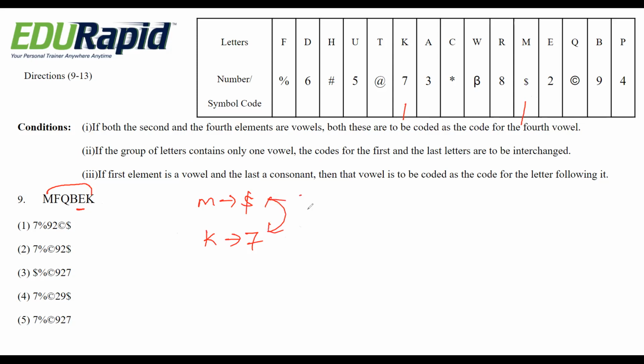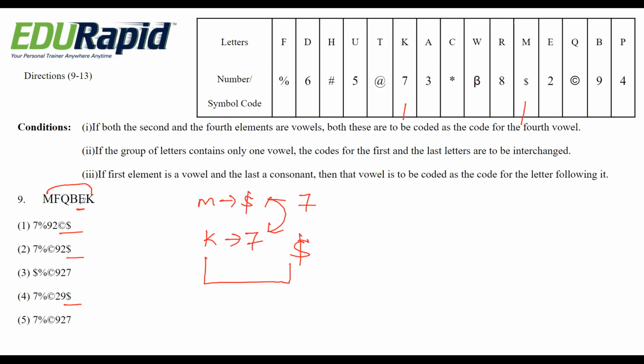Both these are interchanged, 7 and dollar. In the exam, you need not write anything on pen and paper. Just by seeing the question on the screen, you have to analyze. For your sake of understanding, I am writing this. So K is coded as dollar. So options 1, 2 and 4 are selected. 3 and 5 are eliminated.